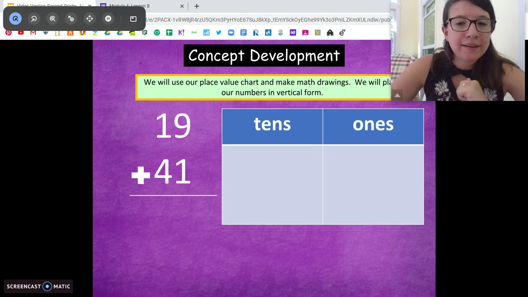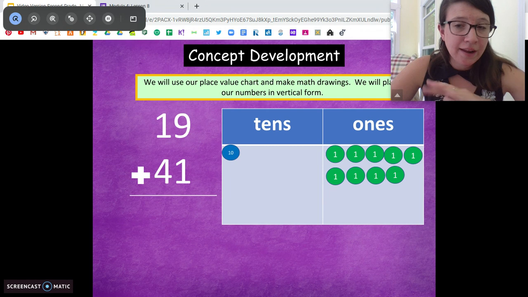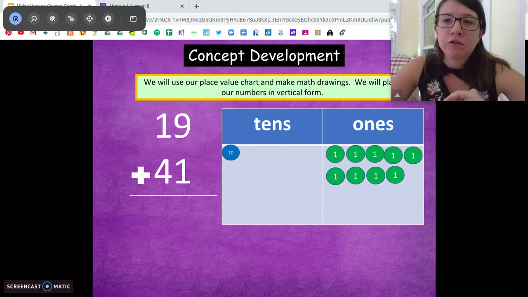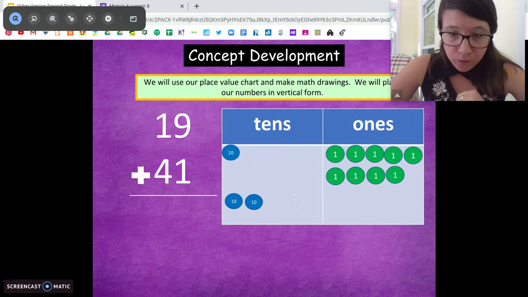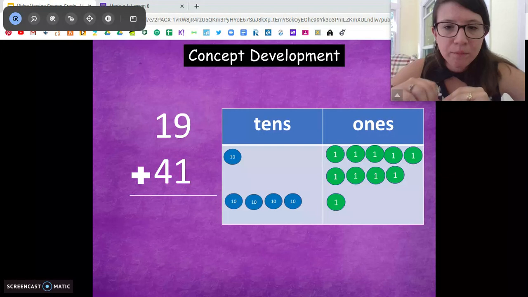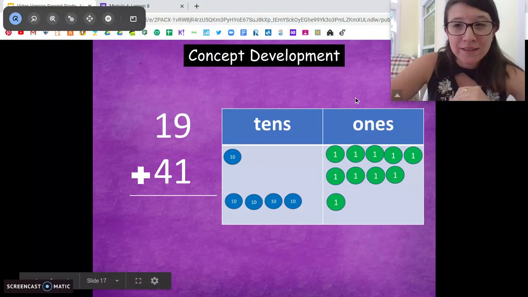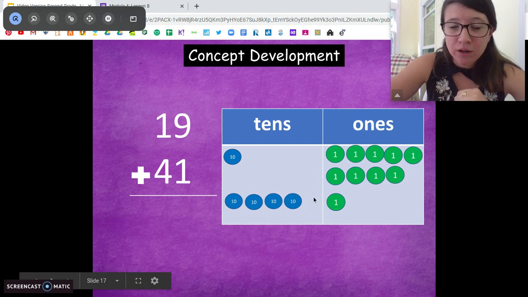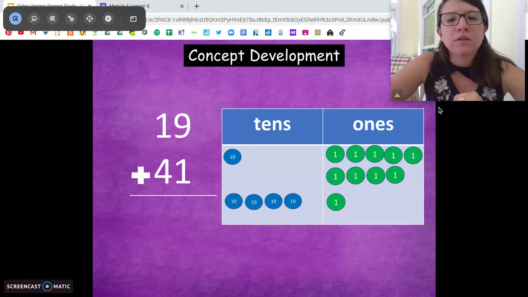So I'm going to make 19 first, which is 1 ten, 9 ones. Again, I'm setting it up in 5 groups so that it's easier for me to see groups of 10. Now 41, 1, 10, 20, 30, 40, 1. Okay. Now, what I'm noticing right off the bat is that I have 10 ones in here. Did you notice that when you worked through your problem? Yeah, right? What are we going to do with those 10 ones?